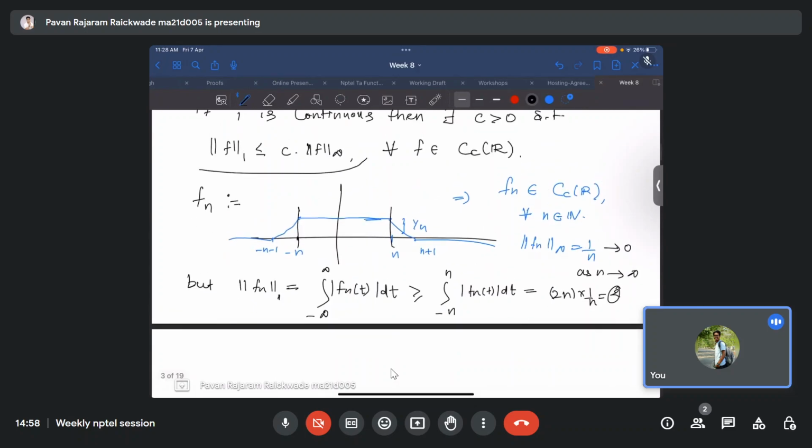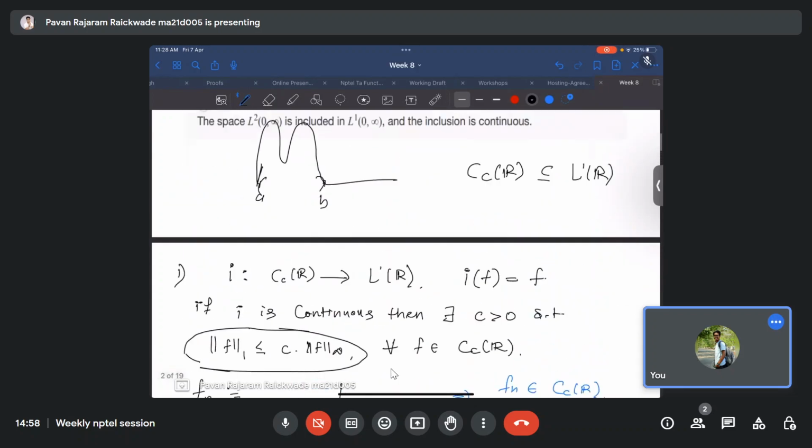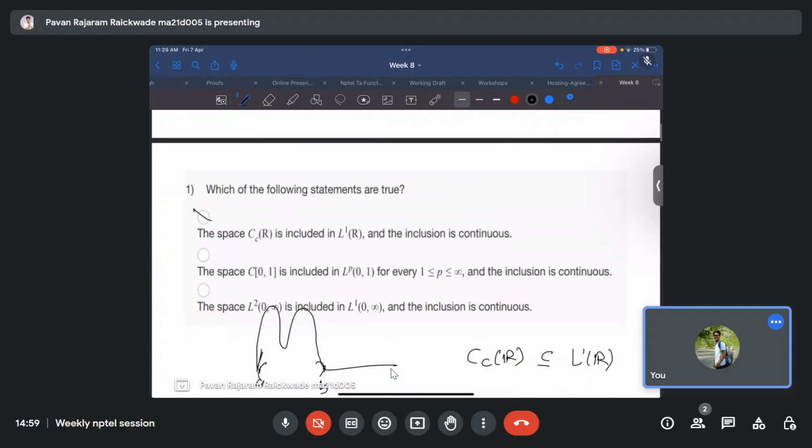If we look at this inequality, 2 is less than or equal to the L1 norm of f_n, which is less than or equal to C times the infinity norm of f_n, which is C by n. But this should hold for all n belonging to the natural numbers, which is a contradiction, because C by n goes to zero as n goes to infinity. So this is not true. Hence, the inclusion is not continuous. So this statement is wrong.